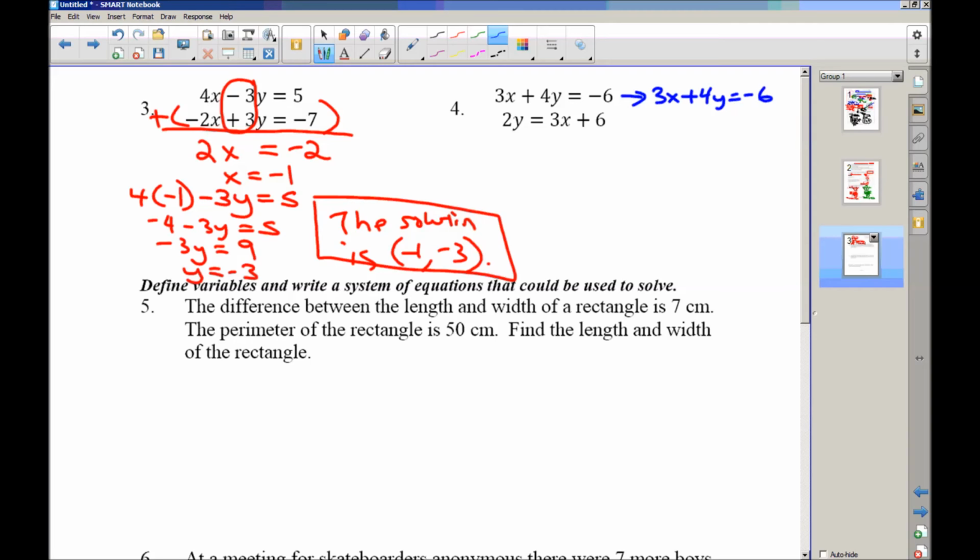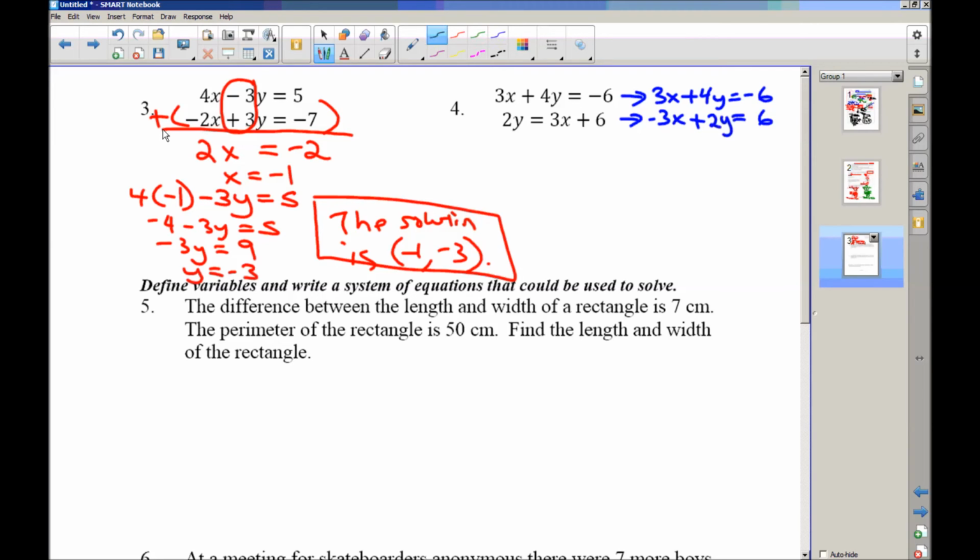But for the second one, I'm going to subtract 3x from both sides. And I'm going to go ahead and write it in the front so the x's will be lined up. 2y is not going to change, and on the other side, 6 is not going to change. Okay? So now I have x's lined up, y's lined up, equals lined up, and the constant terms lined up.